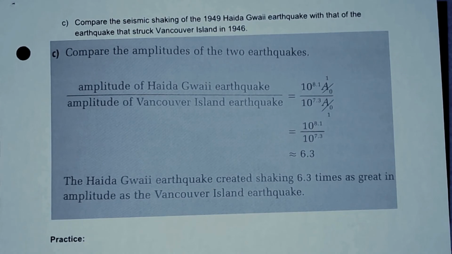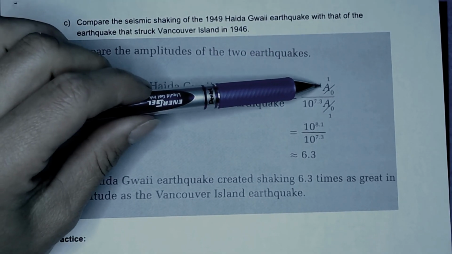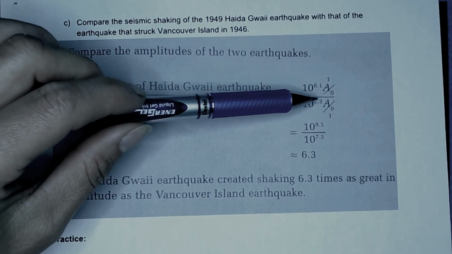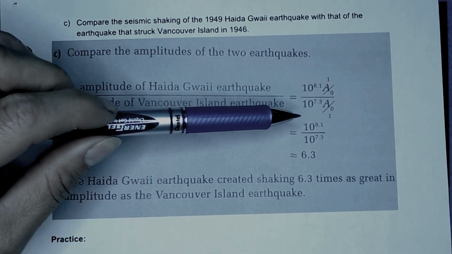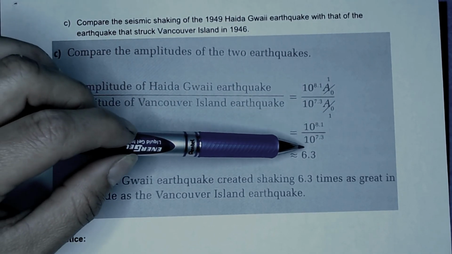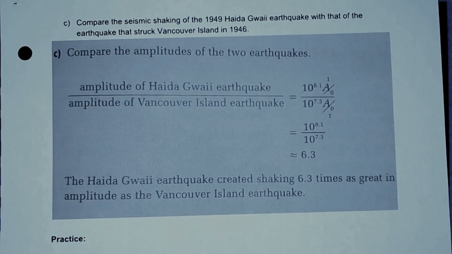So really strong earthquake. The last part of this problem, compare the seismic shaking of the 1949 earthquake with that of the earthquake that struck Vancouver Island. So in this circumstance, you have the Richter values in exponential form for both earthquakes, and you're just going to compare them to see how many times bigger the Haida Gwaii earthquake was. So 10 to the power of 8.1 AO divided by 10 to the power of 7.3 times AO. Of course, these two cancel and divide out to 1. So you have 8.1 minus 7.3 for exponents. So the Haida Gwaii earthquake was approximately 6.3 times greater.